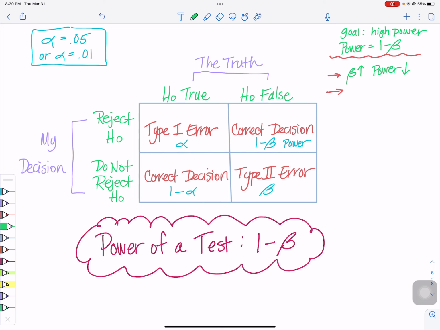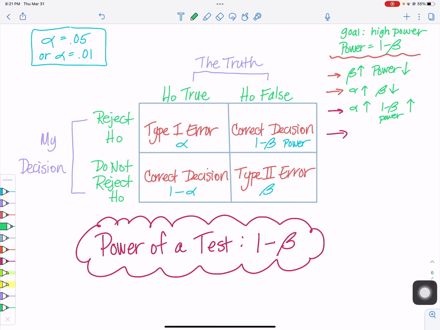That's our goal. That's the power. Okay. Now, let's talk about alpha. There is a relationship between alpha and beta. Okay? This isn't talked about very much, but this is how I always remembered it. When alpha goes up, beta goes down. So, when alpha goes up, what happens to the power? 1 minus beta, which is also the power, what happens to that? It also goes up. Okay? So you just have to kind of think through each one of these. Hopefully this is helping a little bit. And now let's see if there's anything else.